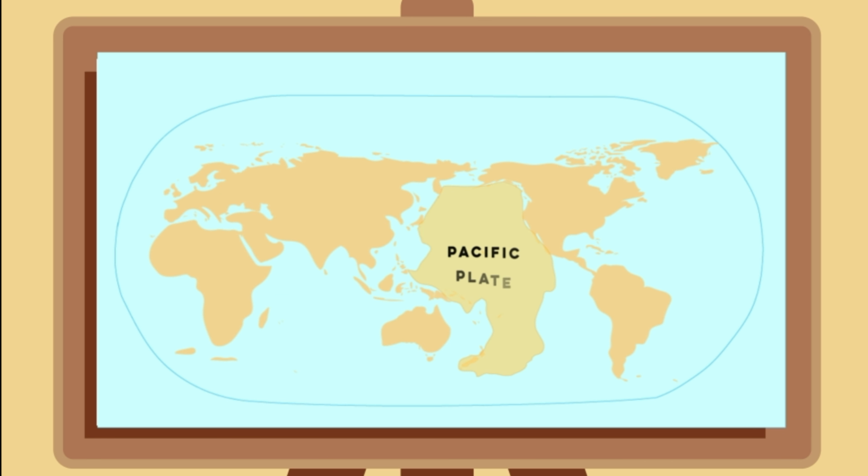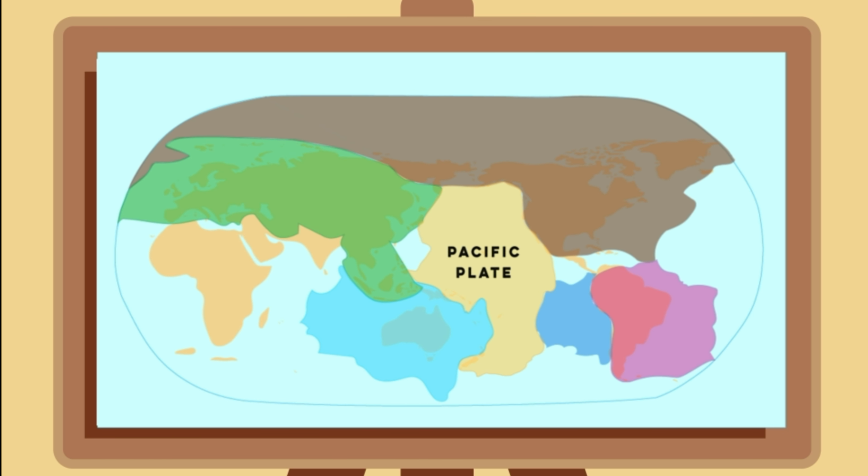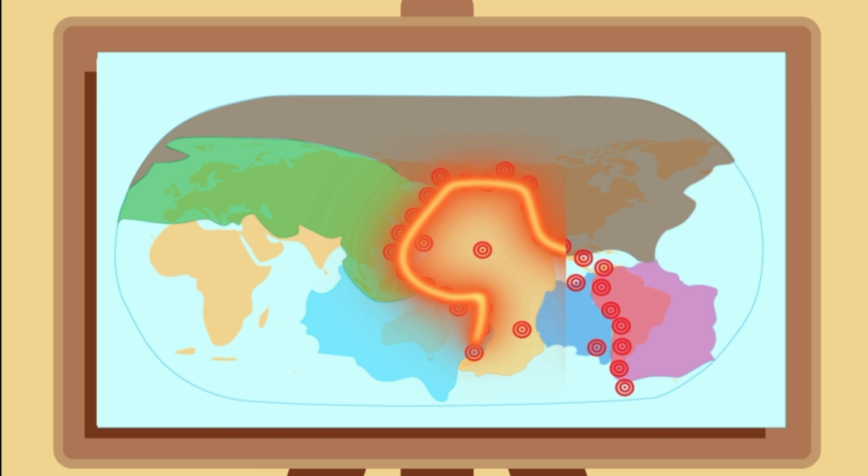That is because the Pacific Plate is surrounded by many other plates. It is being subducted beneath some plates and colliding or sliding past others. These complex plate movements make it a natural hotspot for tectonic activity and hazards.